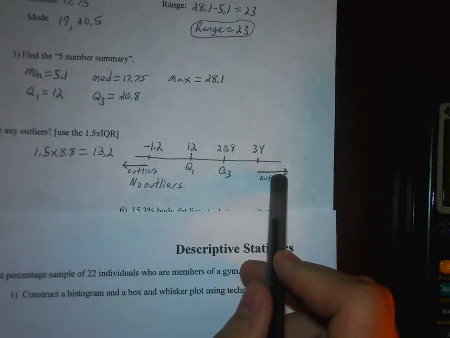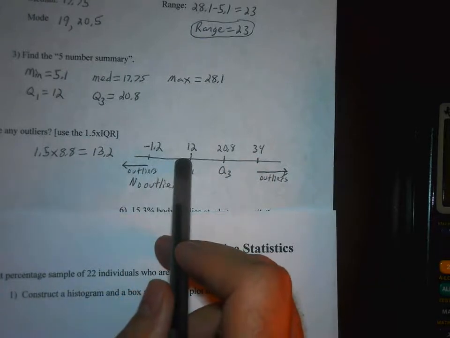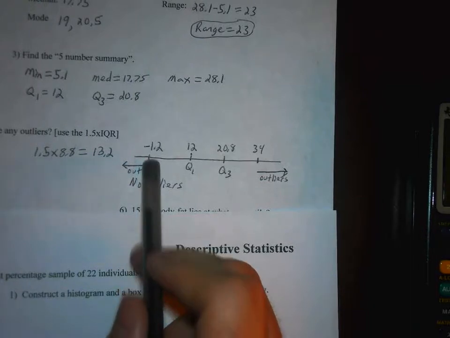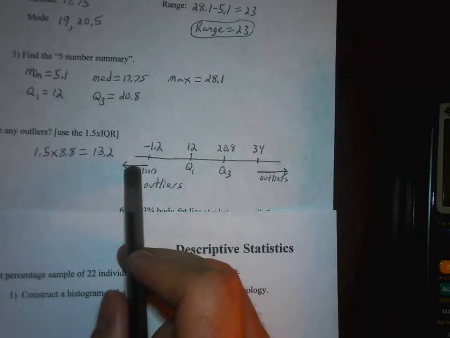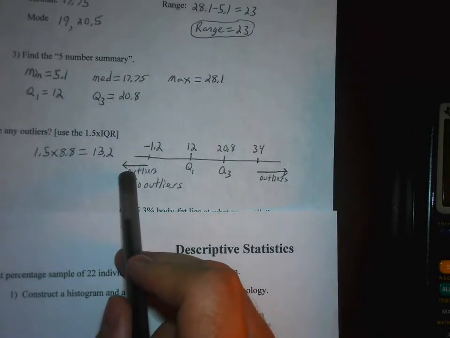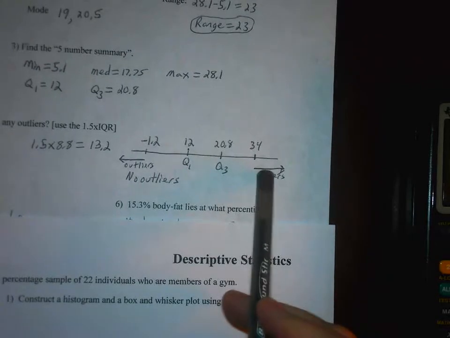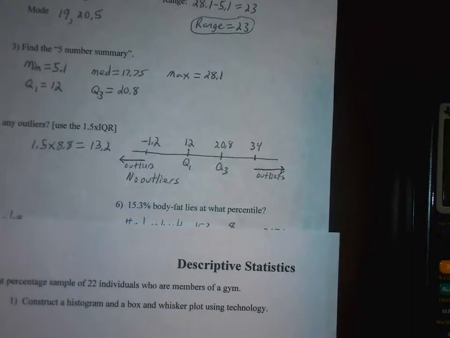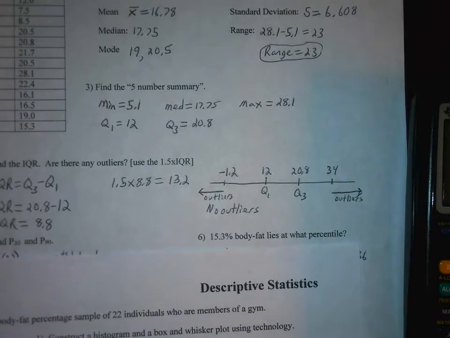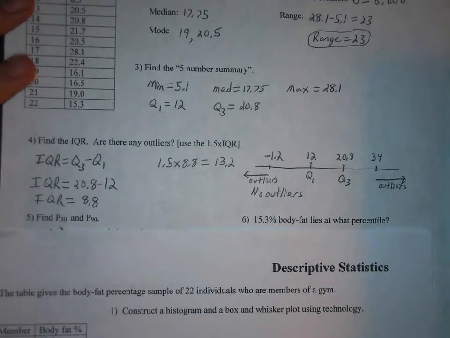So anybody with more than 34% body fat. And then take Q1 and subtract 13.2. That gives you negative 1.2. So any data value below negative 1.2 would be an outlier. Now that one definitely is not going to happen. You're really only looking for anything greater than 34. It happens to be that none of the data values are greater than 34, so there are no outliers in this data set.